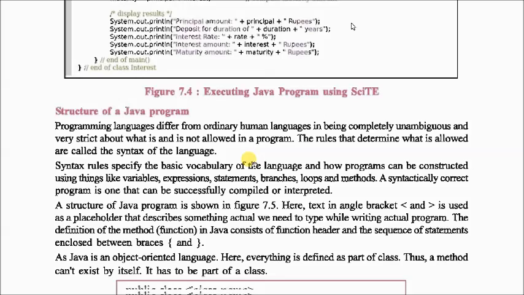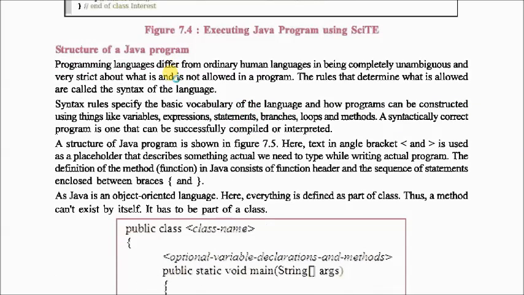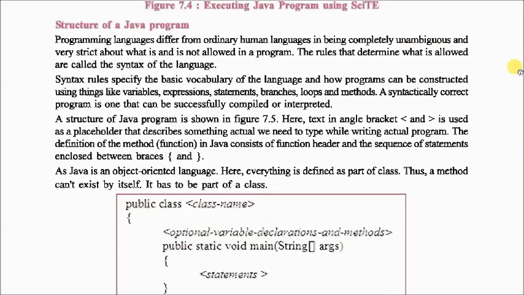Now, structure of Java program. Programming languages differ from ordinary human languages in being completely unambiguous and very strict about what is and is not allowed in a program. The rules that determine what is allowed are called the syntax of the language.